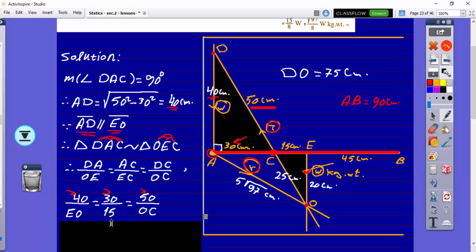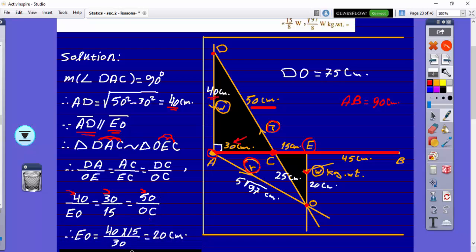It equals 15. Why 15? Because E is the midpoint of AB, right? What is the length of AB from the given? It is 90 centimeters. So EB equals 45 and AE also equals 45. The length of AC is 30. So CE equals 45 minus 30, which equals 15. That's why I substitute EC equals 15.